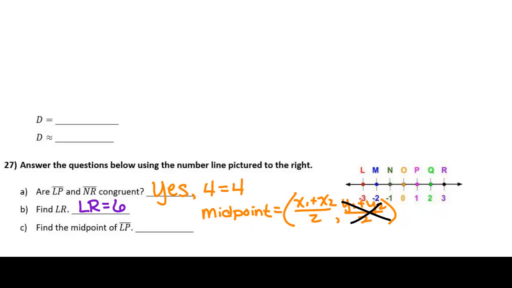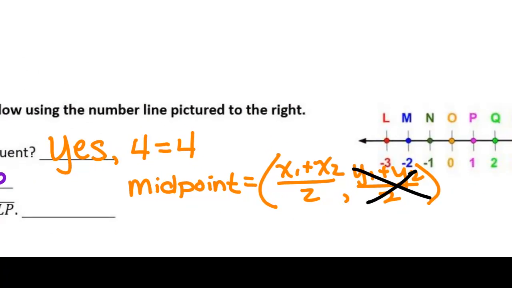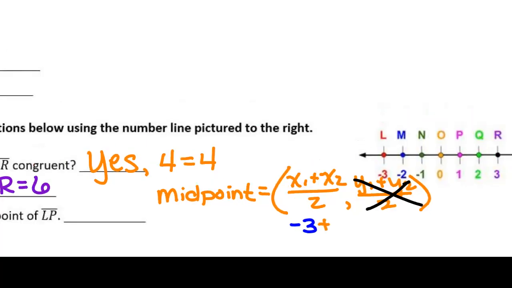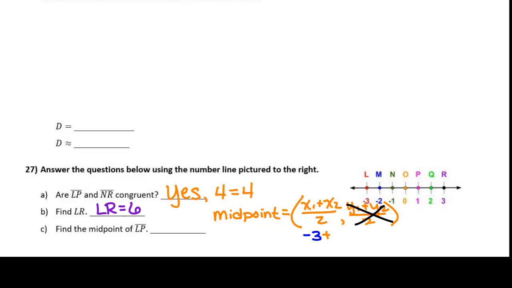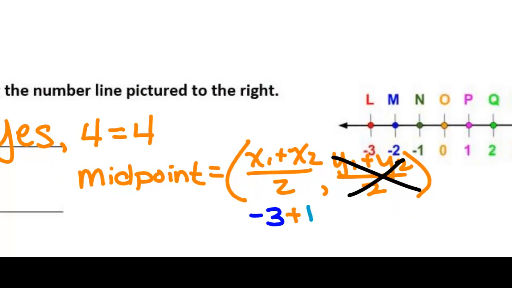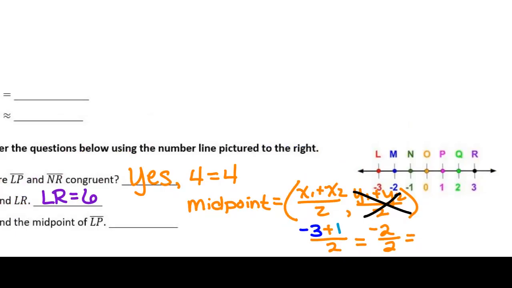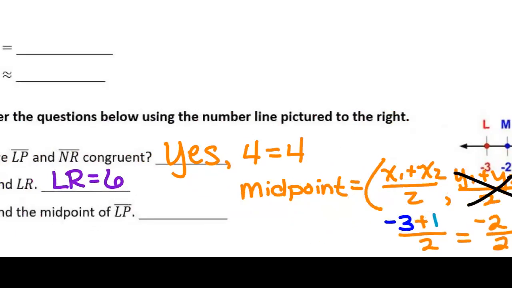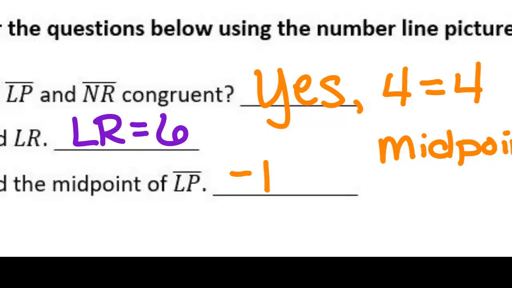So what is the number there for L? -3 plus, what is the number for P? 1. And then we're going to put that over 2. What is -3 plus 1? -2 over 2. What is -2 over 2? -1. So our midpoint of LP is -1.